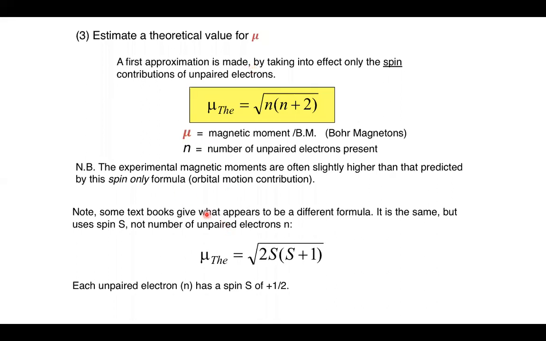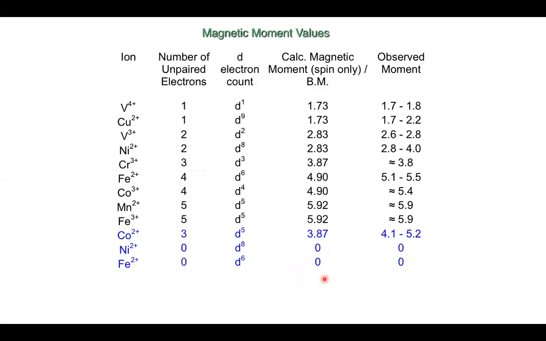Some textbooks give what appears to be a different formula, which uses the spin S and not the number of unpaired electrons. In this case, the spin is, of course, either plus a half or minus a half. This is the spin quantum number. So it's really just multiplied by 2 and plus 1, and it gives you effectively the same value. So these are two forms of the same approximation equation.